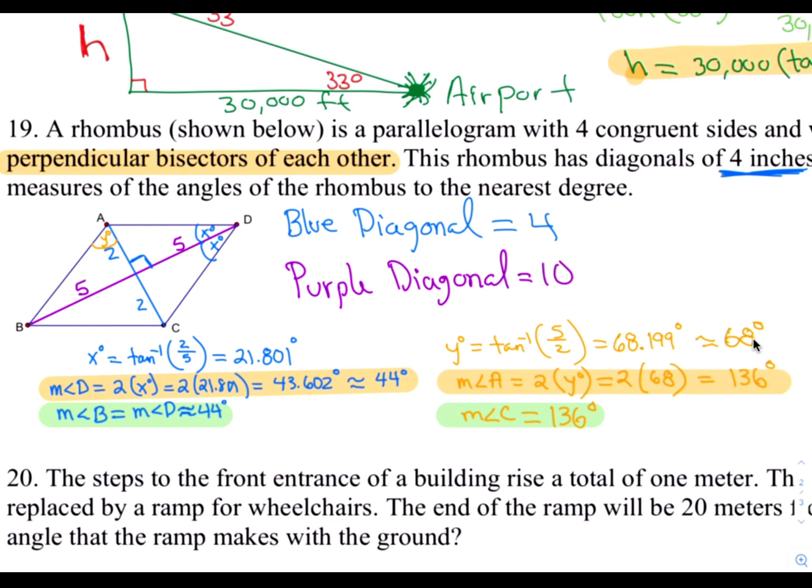And then if you look at the measure of angle A, the measure of angle A is simply the measure of angle Y times 2. So A is 2 times Y, or 2 times 68, which is 136 degrees. Then the measure of angle C is the same as the measure of angle A, so the measure of angle C is also 136 degrees.